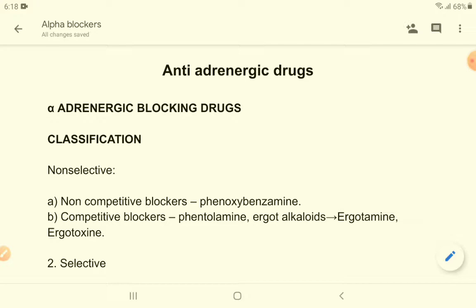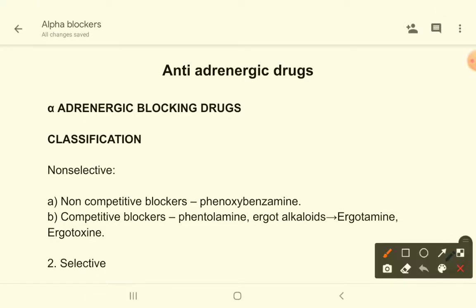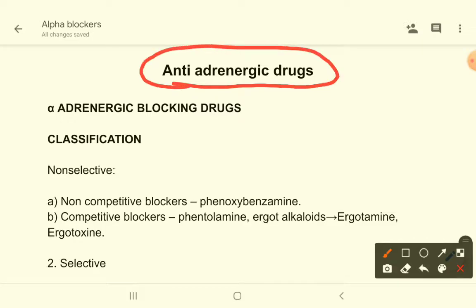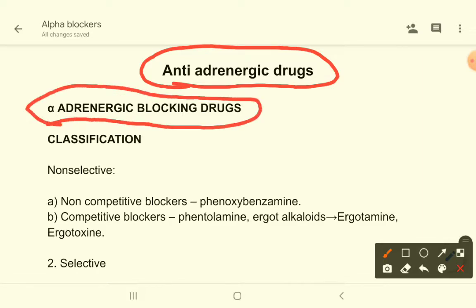Our today's topic is anti-adrenergic drugs. As you know, the adrenergic system has two types of receptors. One is the alpha receptor and another is the beta receptor. So anti-adrenergic drugs will be alpha antagonists and beta antagonists. In today's lecture, we are going to talk about alpha antagonists, or in short, we call them alpha blockers.